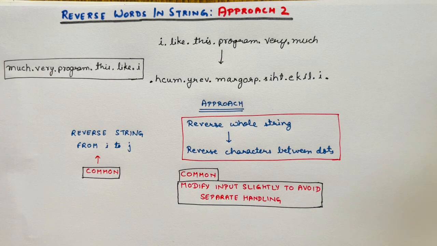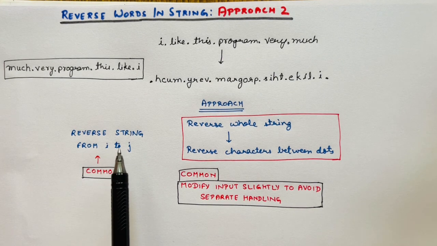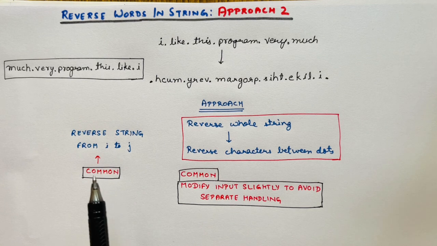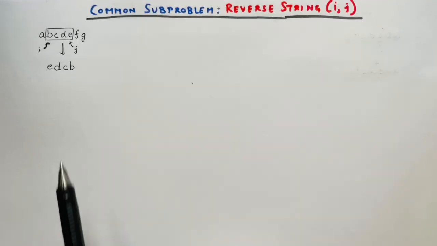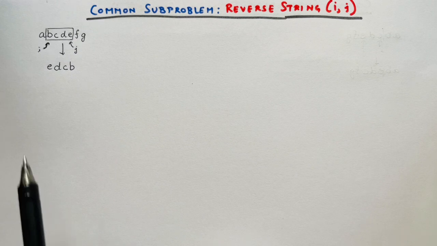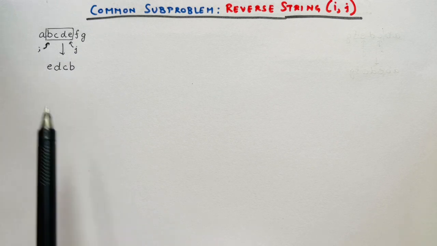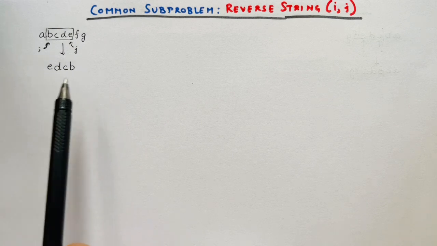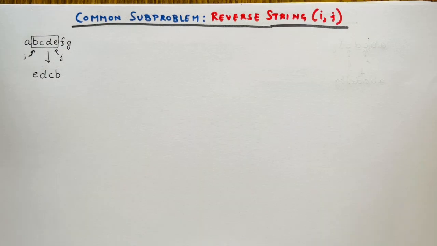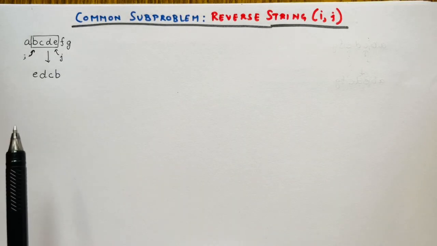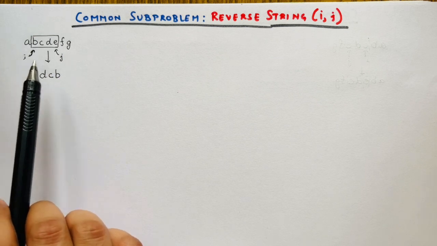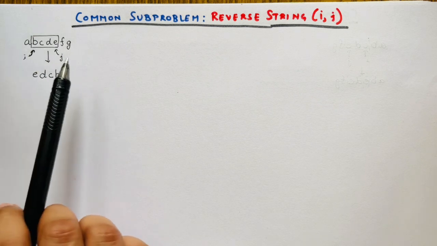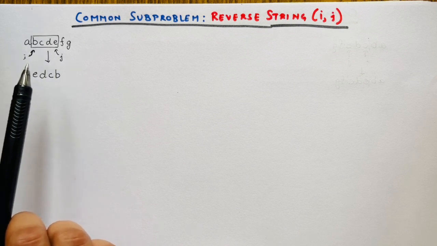Now we only need to take care of how do we reverse the string from position i to position j. This is a very common subproblem that we will get to use in multiple problems. In this subproblem, we are given a string as an input. Also, we are given i and j. We have to reverse the part of the string from i to j and return the reversed part as the answer. Now, how do we reverse a part of an array if it was an array? We would simply start from the two extremes.